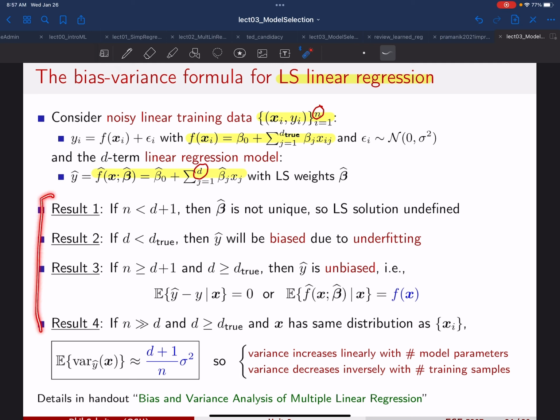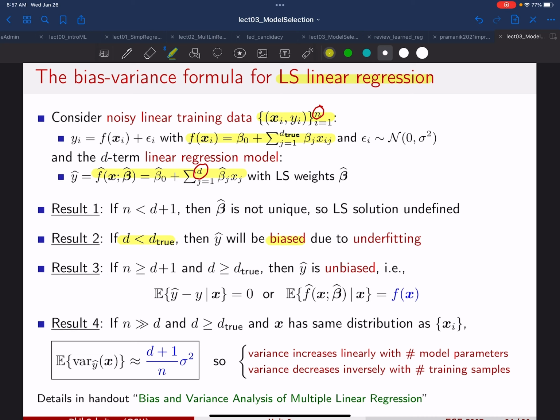So here are four main results. This is all derived in a handout. You can look at the derivation. The first result is, we saw this before, if the number of training samples is less than d plus 1, you get this non-invertible matrix, and there's actually no unique least squares solution. There are many least squares solutions. We can't even really talk about things when our training data is not enough. So that's not a very interesting thing. What if the model that we choose is too simple? It has fewer coefficients than d true. Then you can show that your prediction will always be biased. So if d is less than d true, it is biased.